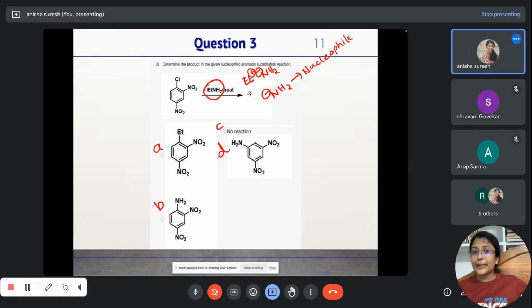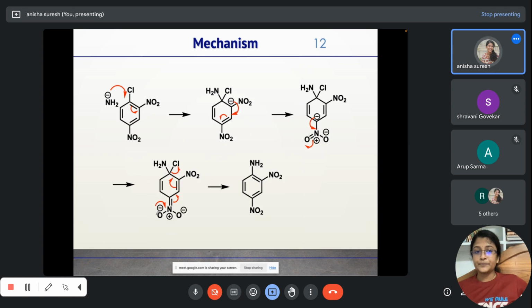So this Et plus cannot incorporate into the system. Either NH2 minus will be adding onto this chlorine and eliminating, or what will be the mechanism, we will see. So option A we cannot. Option B is the correct answer. We will see the mechanism for that.